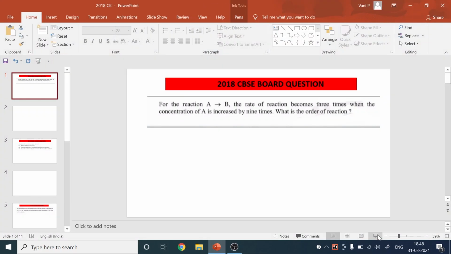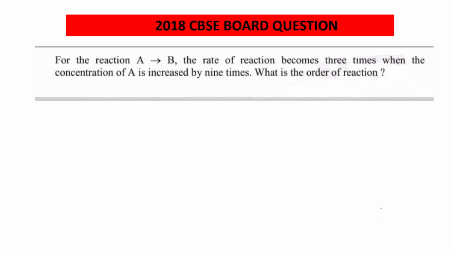Students, let us start off with the 2018 paper. Let's read the question. So here what did they give us? They said for the reaction A to B, the rate of the reaction becomes 3 times when the concentration of A is increased by 9 times. What is the order of the reaction? So it's a simple question. Let us write the whole data and then start explaining it.